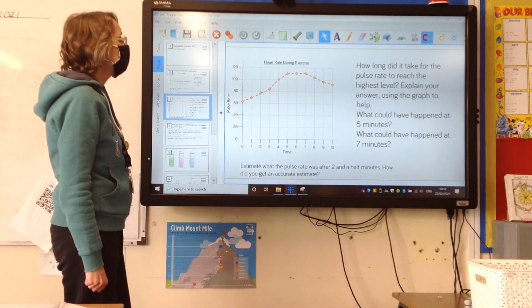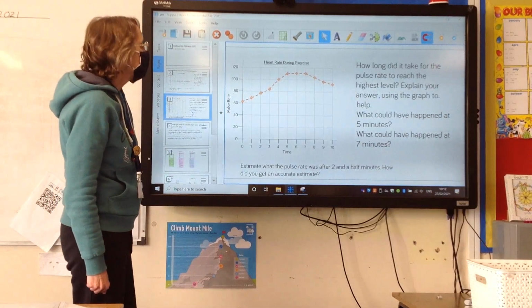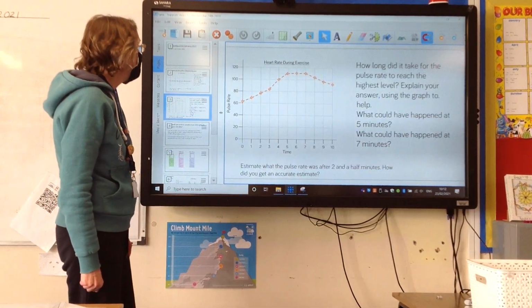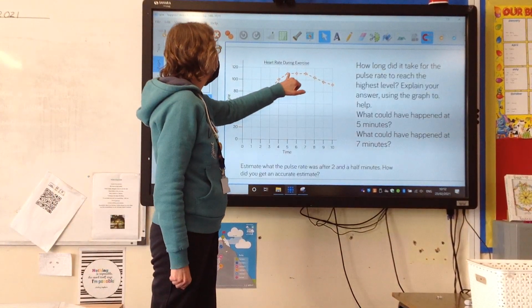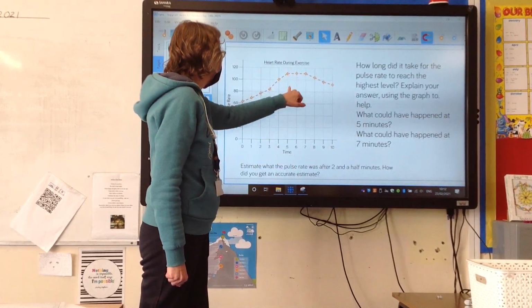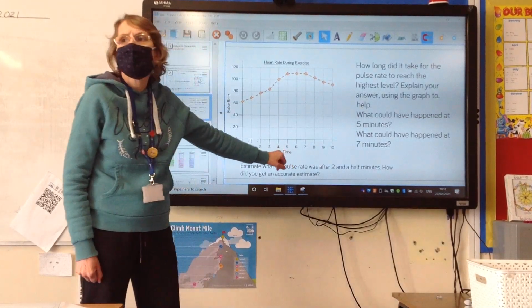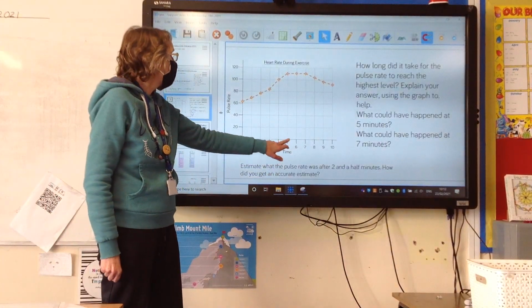Okay, how long did it take for the pulse rate to reach the highest level? Explain your answer using the graph to help. Well, it reached its highest level just here. So, how long did it take to reach its highest level? 5 minutes. We're assuming a minute, so we think 5 minutes.